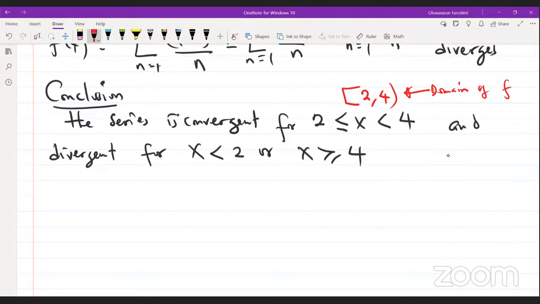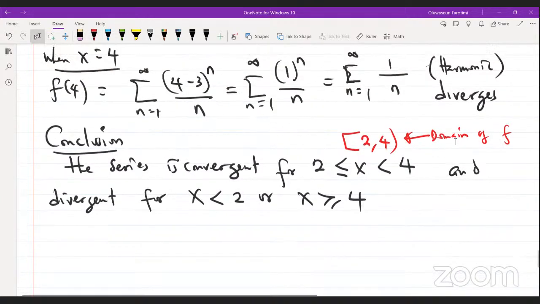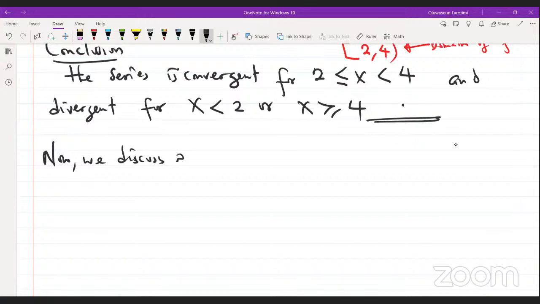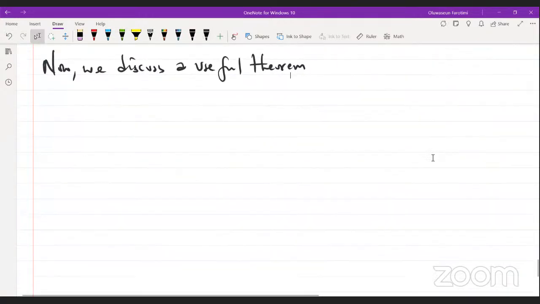All right, so now let's step up this discussion a little bit higher by discussing a powerful theorem. Now we discuss a useful theorem. This theorem is going to build on what we've learned. So the theorem.